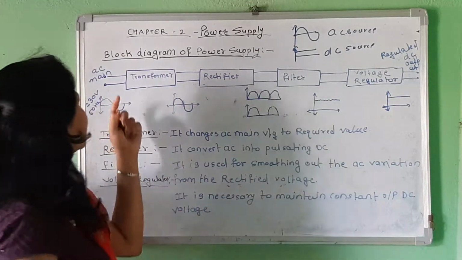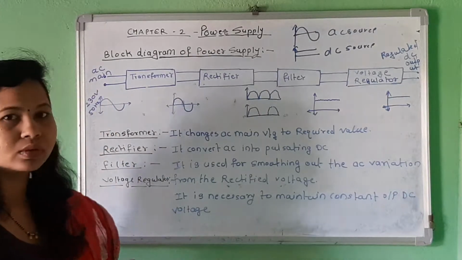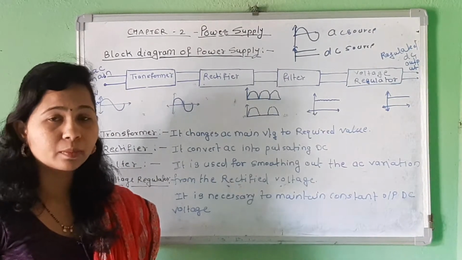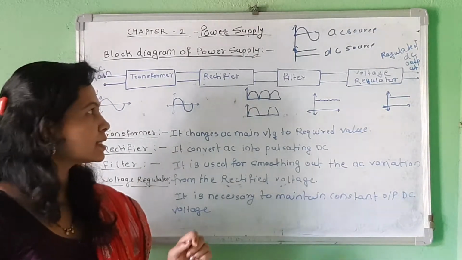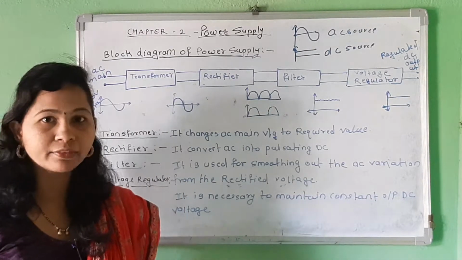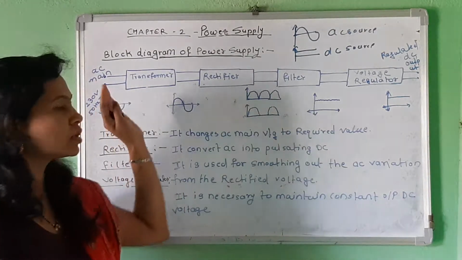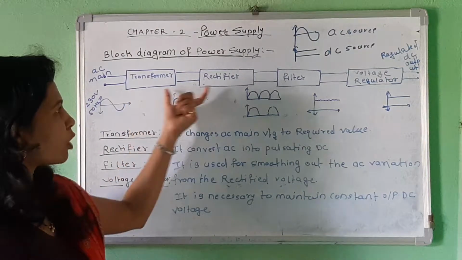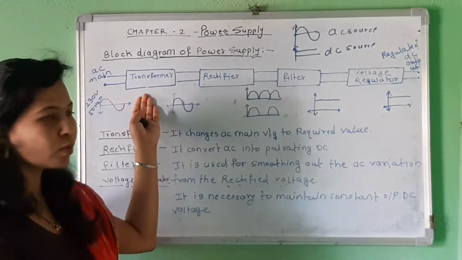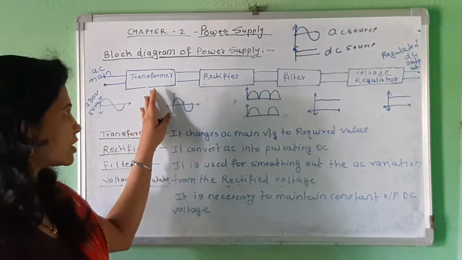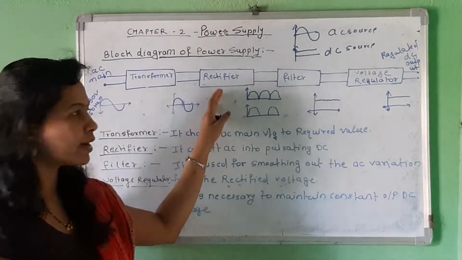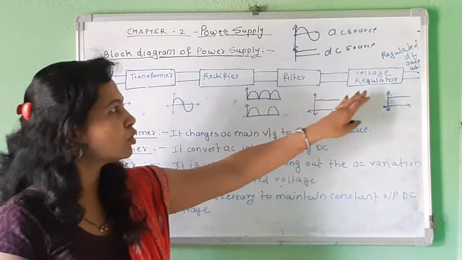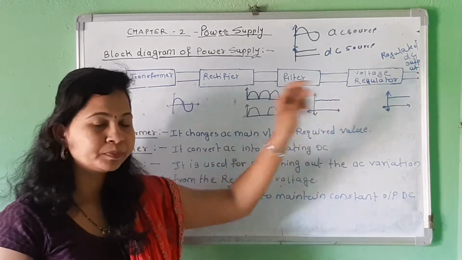So AC source is easily available, but most electronic devices need DC source, and for that we have to convert AC source into DC source. For that purpose we have this block diagram where four blocks are present. First block is transformer, second is rectifier, third is filter, and fourth is voltage regulator.